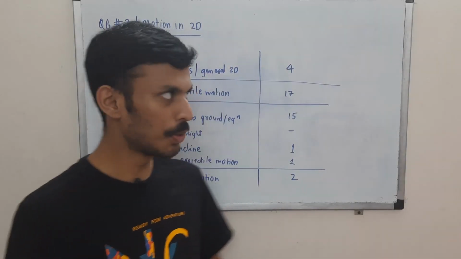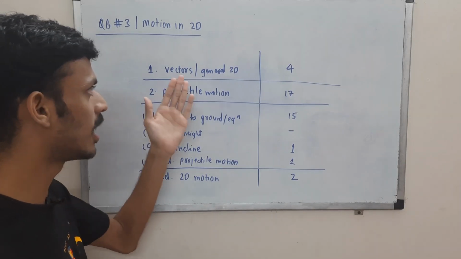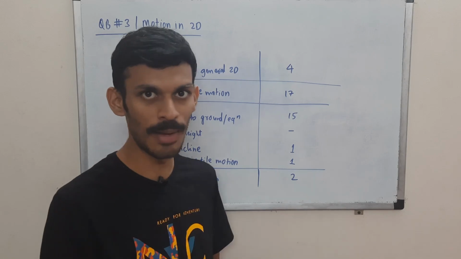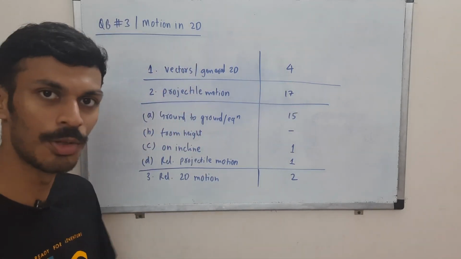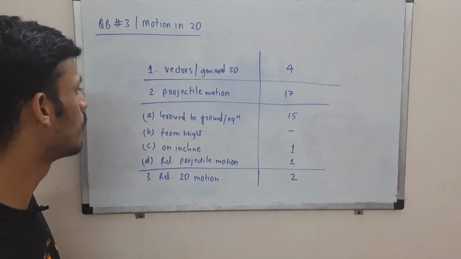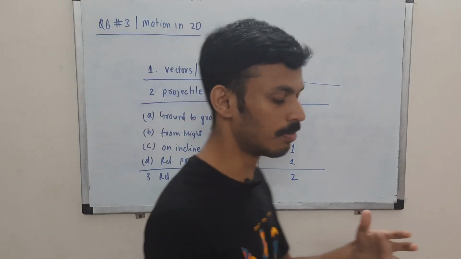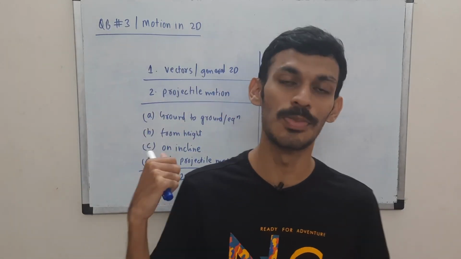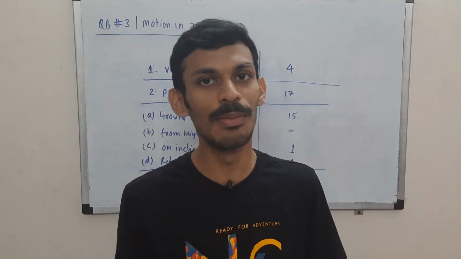So let us look into the previous year trends. First of all, questions were being framed from vector algebra and general motion in two dimensions. 4 questions from there were being asked. You'll get to know about the questions more when we dive deeper in this video. Then we have projectile motion. A major section of this chapter is projectile motion, right? About 90 to 95% of this chapter is plainly projectile motion.